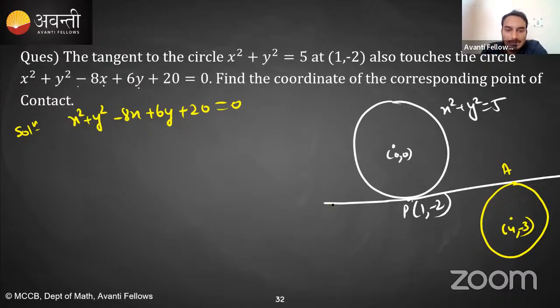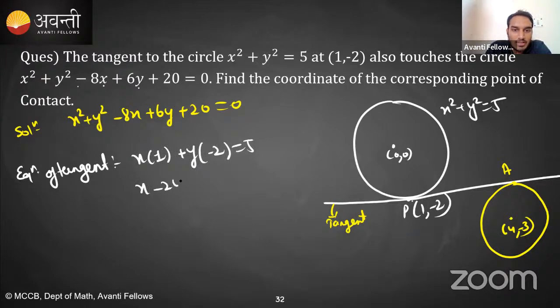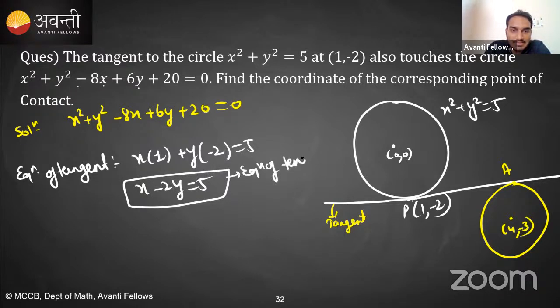So let's say this is a tangent. First of all, what would be the equation of the tangent? Clearly, that point P is lying on the circle x square plus y square equal to 5. So the equation of the tangent can be given by using T equal to 0: x x1 plus y y1 is equal to 5. So x minus 2y is equal to 5. So this is the equation of the tangent. Is that clear?